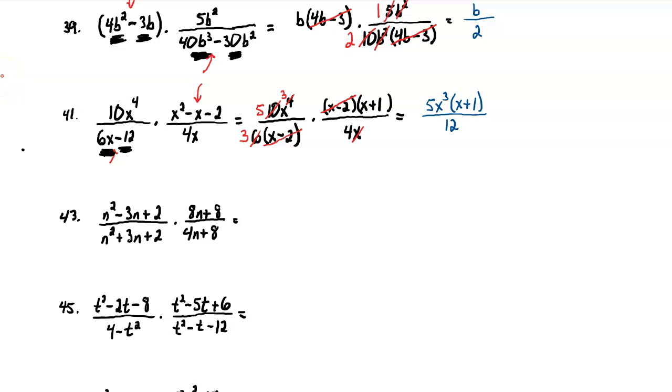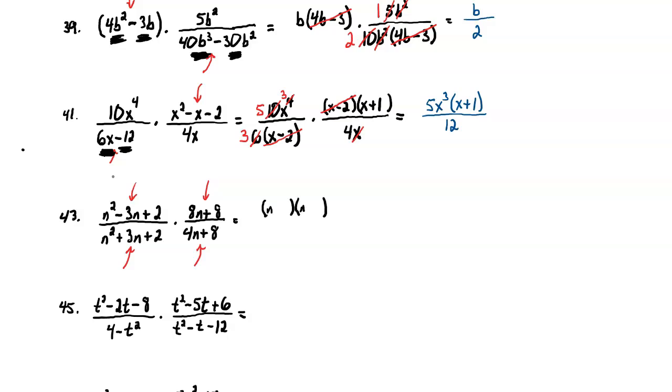Okay, problem 43 is the same idea. It's about multiplying fractions, but the fractions are built from polynomials. Everything can be factored. The trinomial here, the trinomial here, the binomial here, and the binomial here. We have to rewrite this problem in factored form. Let's start with the trinomial.